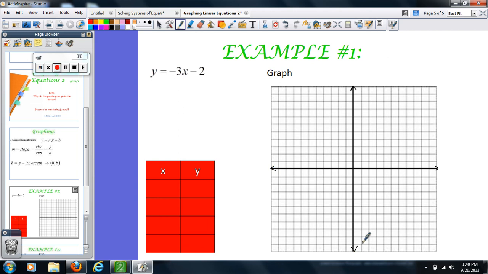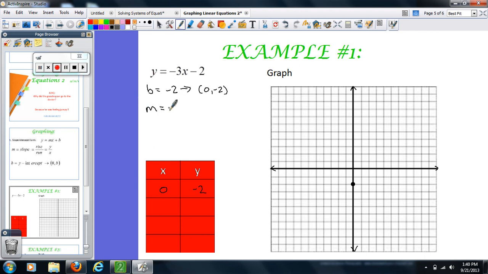So once I get this graph, whenever you're graphing a linear equation, you typically want to try to start with the y-intercept. So our b is negative 2, which means it's going to be the point (0, -2). And that's going to be the first point that I'm going to graph. So I'm going to go down from 0 to negative 2 right there. I'm going to put my point. And I'm going to go ahead and write that into my chart just for my own personal sake.